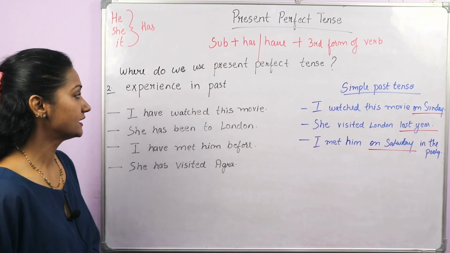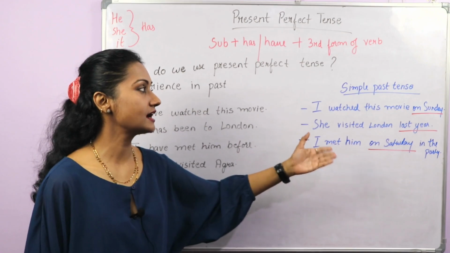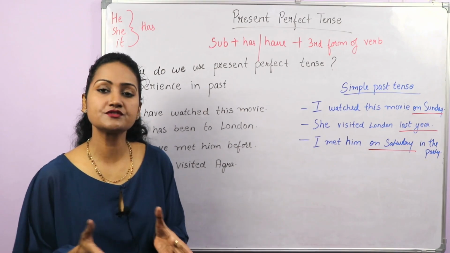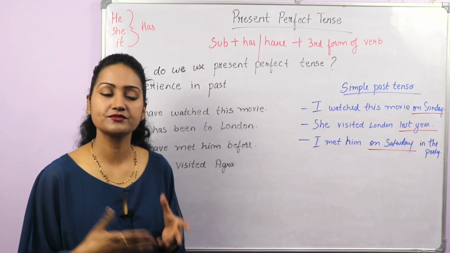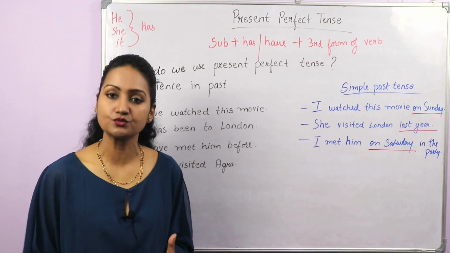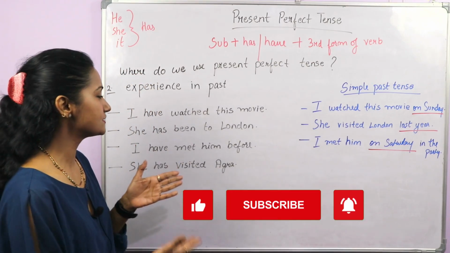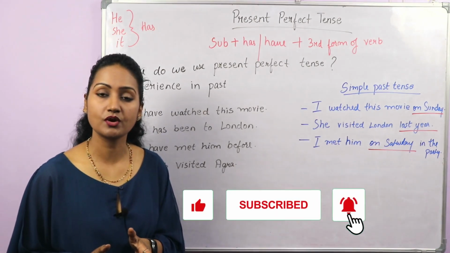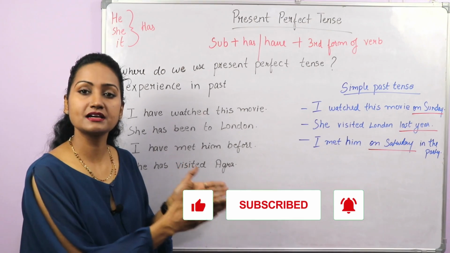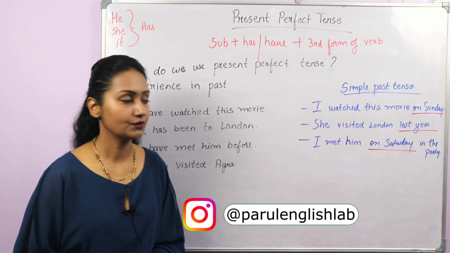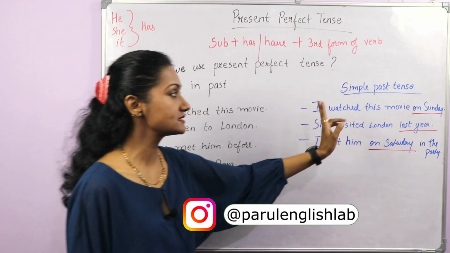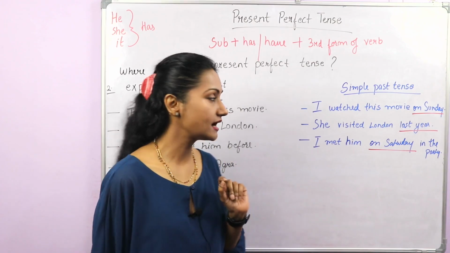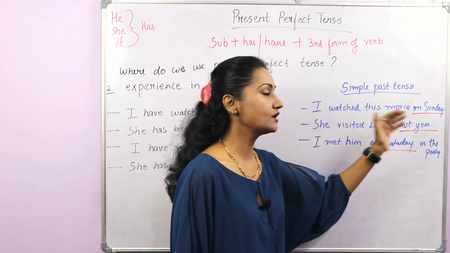Okay, so let's go ahead. Now if you can see on the left side, I have written some sentences in simple past tense, just to tell you the difference between simple past and present perfect, because sometimes people get confused over here. So what is the difference? If you say that I have watched this movie, that means the time is not important, only the experience or the action or the situation is important. But when you frame a sentence in simple past tense, you can see that everywhere I have mentioned the time. I watched this movie on Sunday.